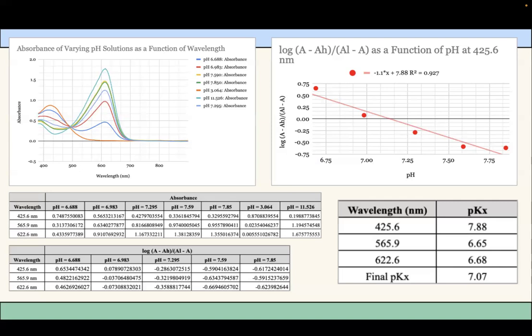To find the final pKx, we took the average of these 3 values, which resulted in a final pKx of 7.07. This gave us an equilibrium constant of around 8.51 times 10 to the negative 8 for bromothymol blue, because we have to take the negative log of the pKx.